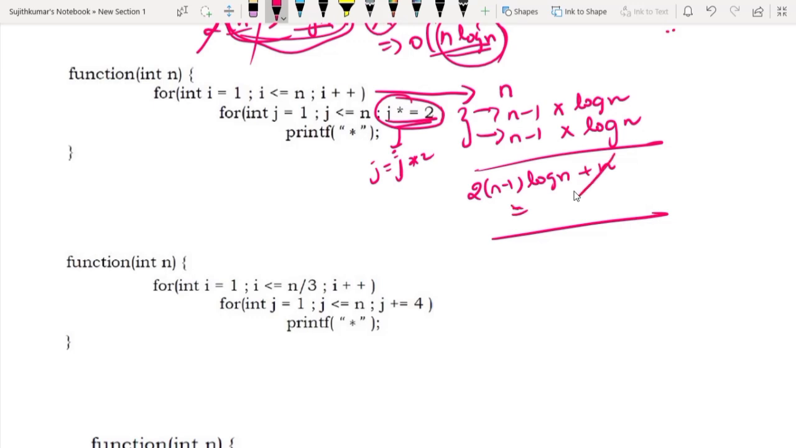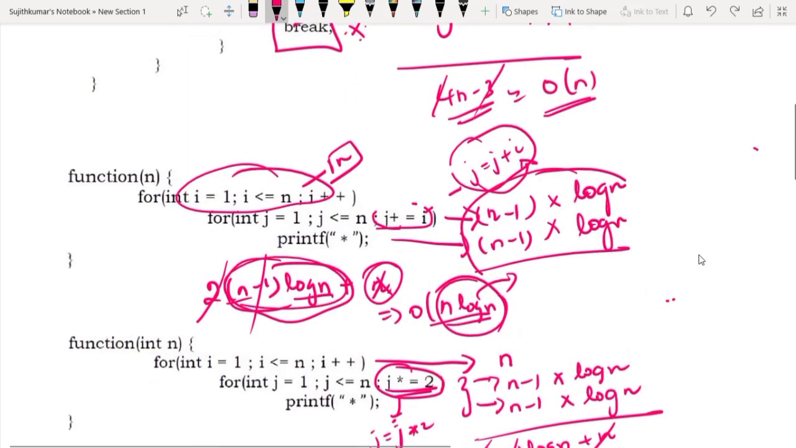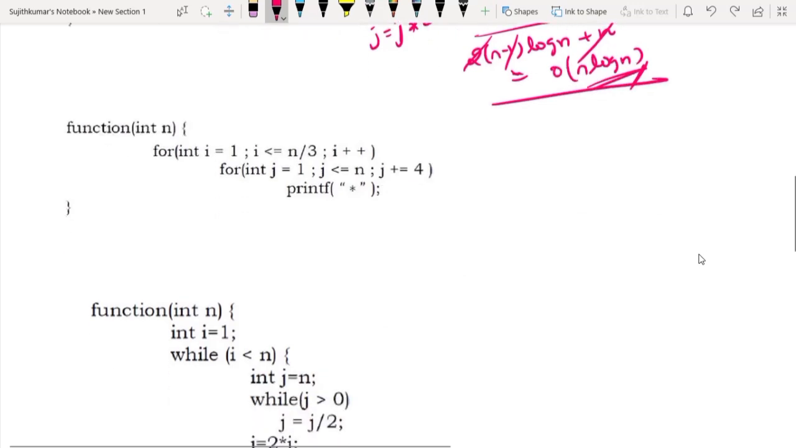If I cancel n minus 1, 2 here, I'll get O of n log n, which is very similar to the previous question, right? So yeah, this goes like that. Very similar to the previous question. I hope it is not the same question. No, it's not. Okay, super.